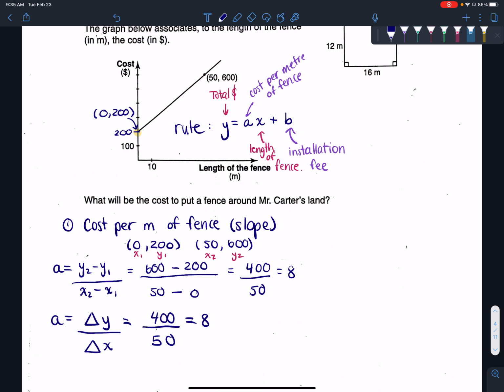Both methods are correct. It does not matter which one of these you use, as long as you say you're solving for the cost per meter of the fence, you're looking for the slope, and you put in whichever slope formula you're using. The way that you decide which one to use is completely up to you. So for our rule so far, y equals ax plus b, we have found our a. Now we need to find our b, the installation fee. And so that's our initial value.